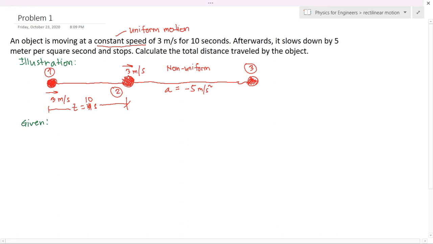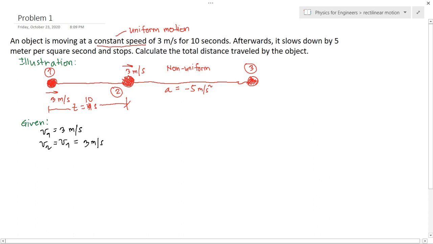We have, first one is the V1 or the initial velocity. So, our initial velocity is 3 meters per second. Then, our V2 is the same as the initial velocity since it travels at a constant speed, which is equal to 3 meters per second.